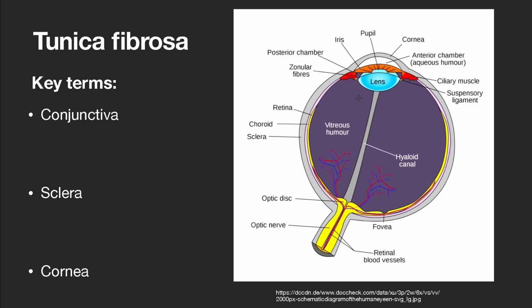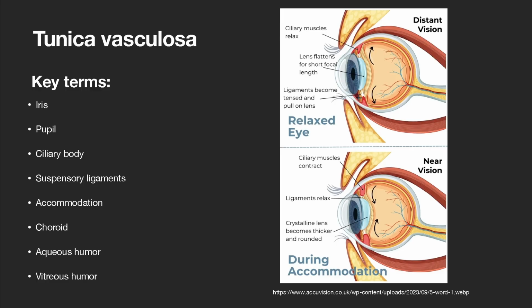Now, the next part of the eye, which is the tunica vasculosa, is the middle part, and it definitely has the most components of the 3 different layers. So in this layer, you have the iris, the pupil, ciliary body, suspensory ligaments, accommodation, which isn't a part, but we'll get into it, your choroid, your aqueous humor, and your vitreous humor.